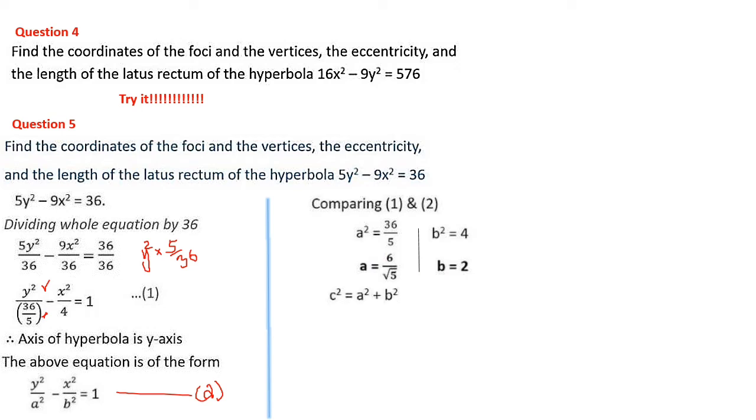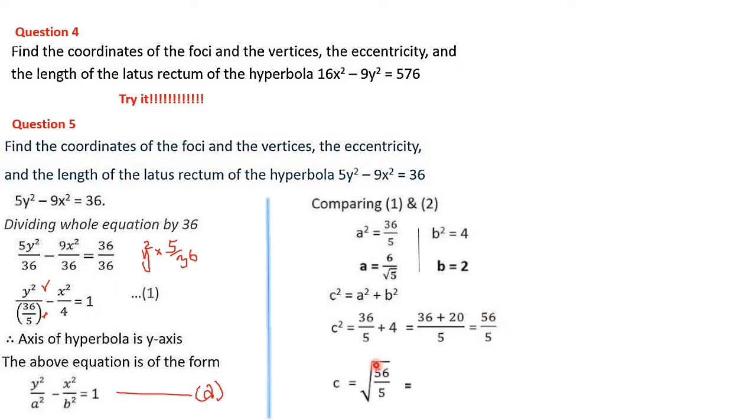You can go with the c. C square is equal to a square plus b square. So c square equal to a is 6 by root 5 the whole square. Or else a square directly we can put, the value is 36 by 5, plus b square value is 4. So when we take LCM as 5, 36 plus 5 into 4, we have to multiply these two. 5 into 4 is 20, so it is equal to 56 by 5.